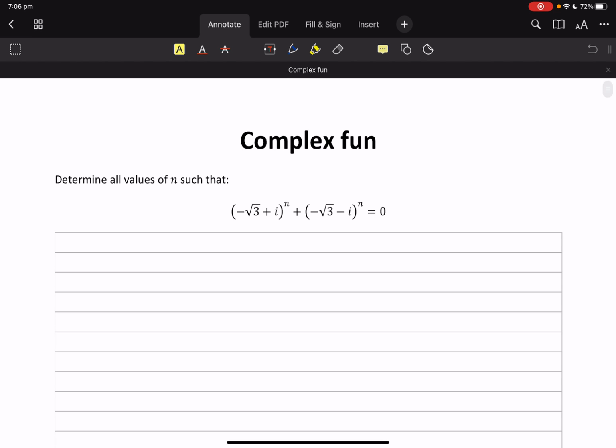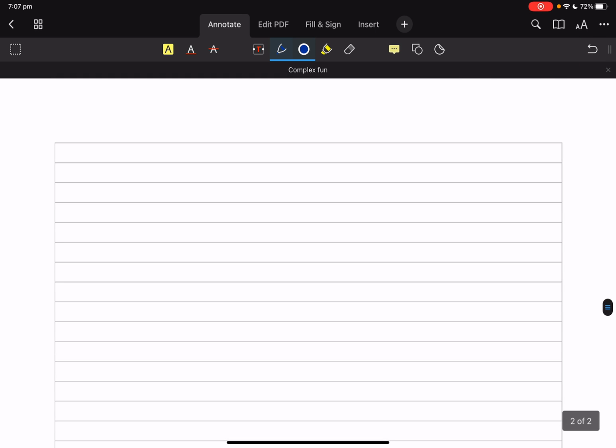Interesting question, this. It's difficult to work out what to do, isn't it? How do we expand that there? The n's not a number. So it all revolves around putting this into polar form. So let's just try that.